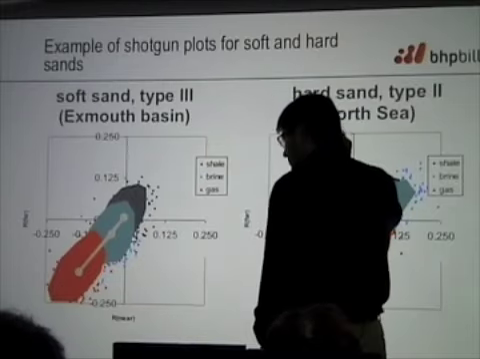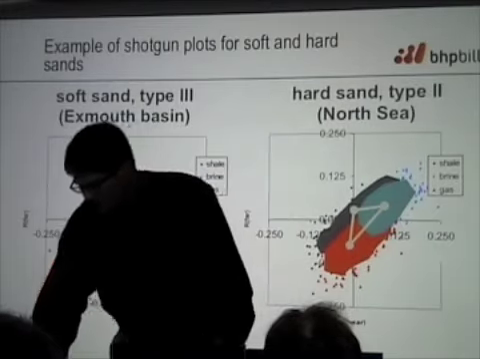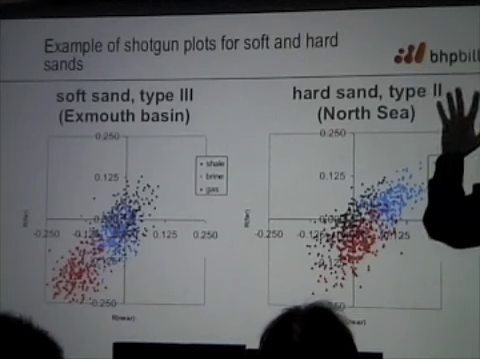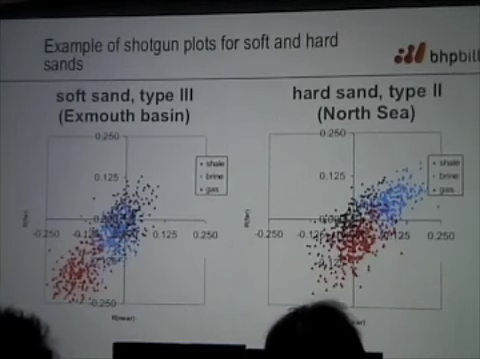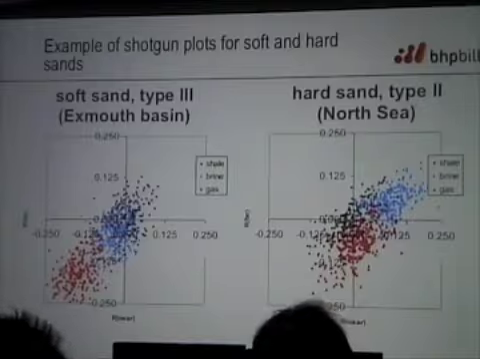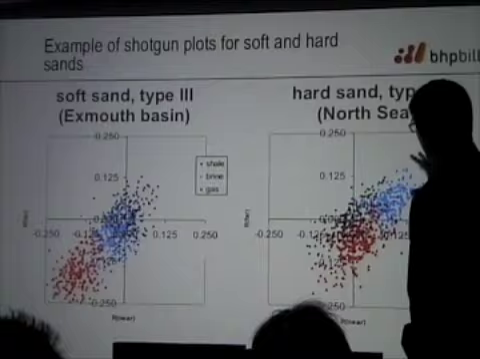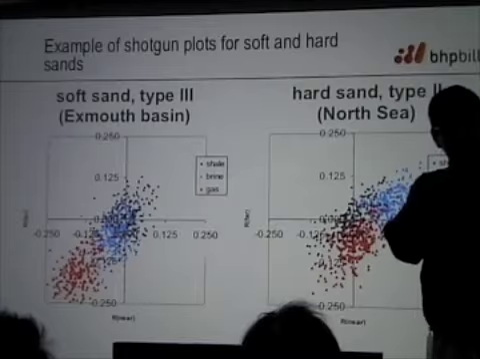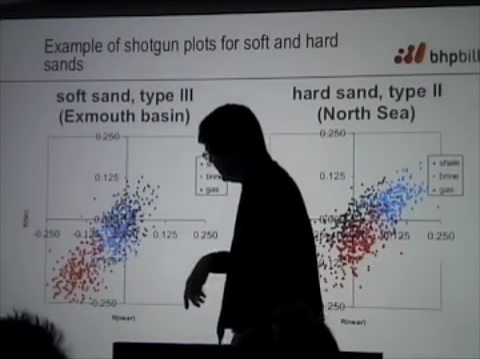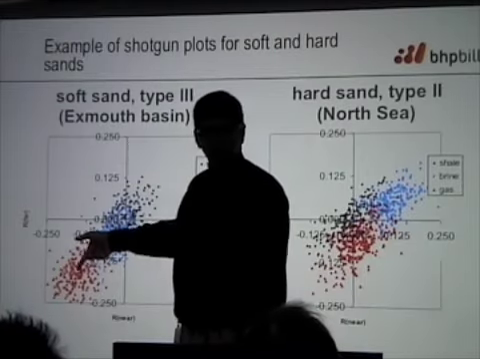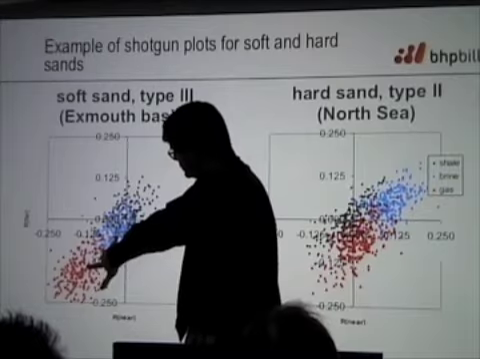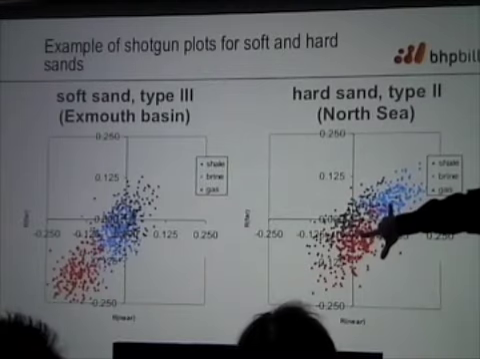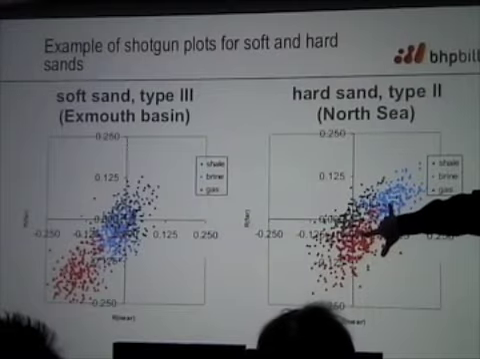But now let me talk about the cases where AVO does matter. The North Sea hard sands, okay, is a well-known area where AVO matters. These are what the shotgun plots look like for the North Sea. One thing that you notice, and this came from what Dave was saying, is that when you do Gassmann substitution, it always takes this cloud and moves it in the same direction. So the orientation of these two shotgun blasts will always be the same. And you see that's actually the case here.